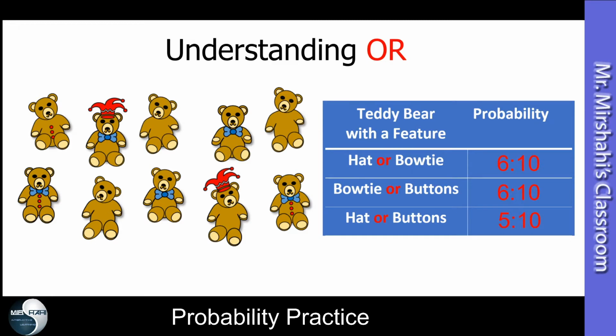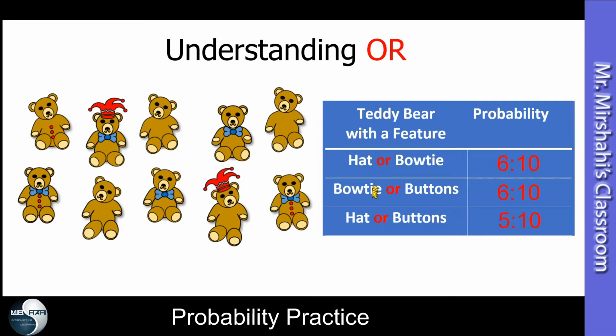We're going to look at the word or. We're focusing on that word. Now, if I'm asking you to look for a teddy bear with a hat or a bow tie, let's see what happens. No hat, no bow tie. So this is a yes because it has actually both. Yes, no, yes, it has a bow tie, no, yes, no, yes, yes, and yes. So there are 6 teddy bears that either have a hat or a bow tie or both.